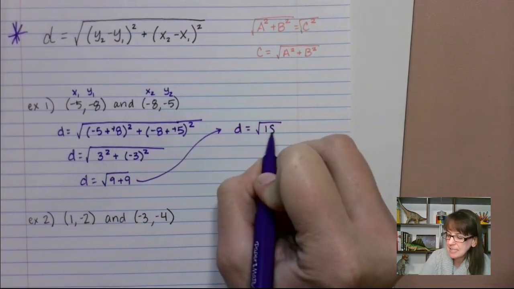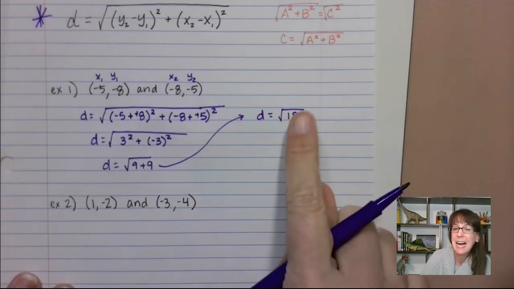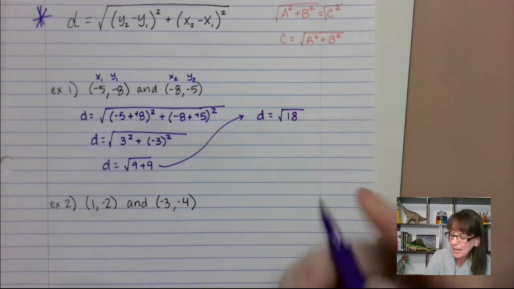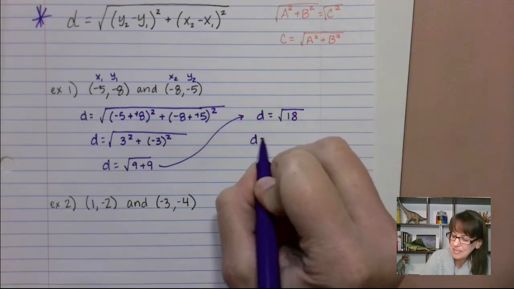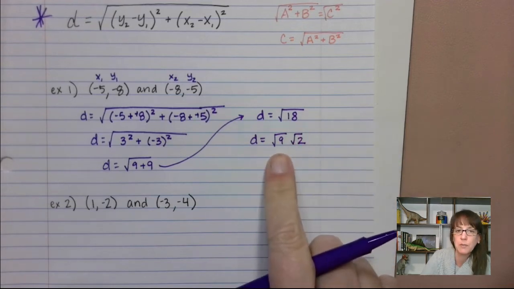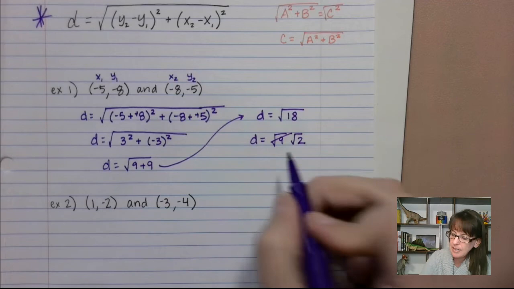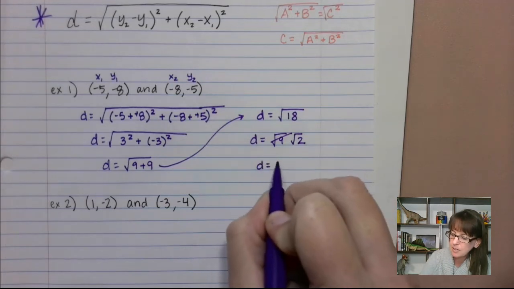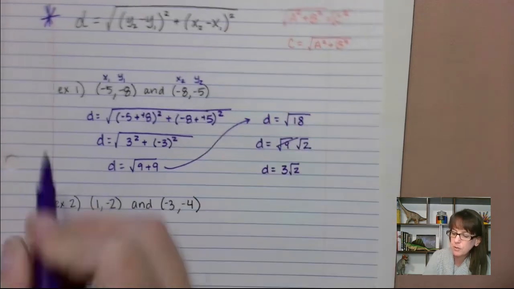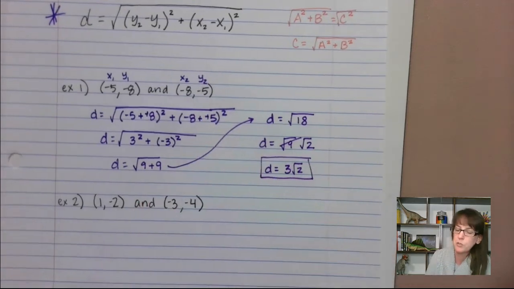And in a previous lesson, we revisited how to simplify our radicals. I see a perfect square that's hidden in there, and that one is 9. So we say d equals √9 times √2, because the square root of 9 times the square root of 2 would give us the square root of 18. Square root of 9 is 3, so our d equals 3√2. So the distance between these 2 points would be 3 times √2.